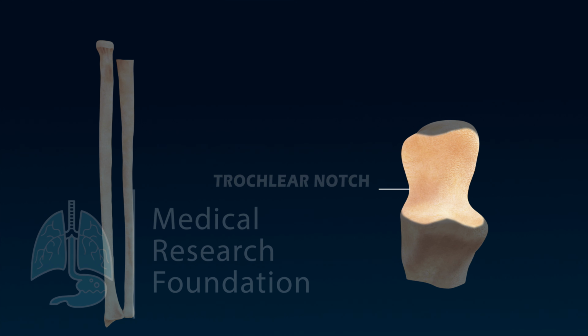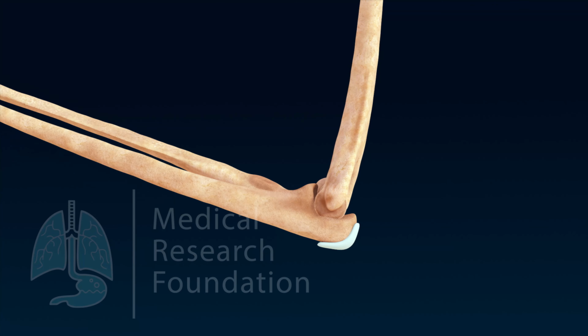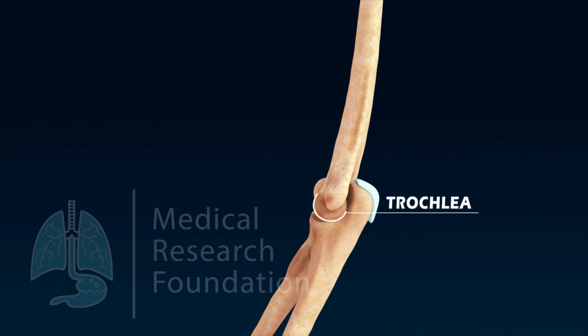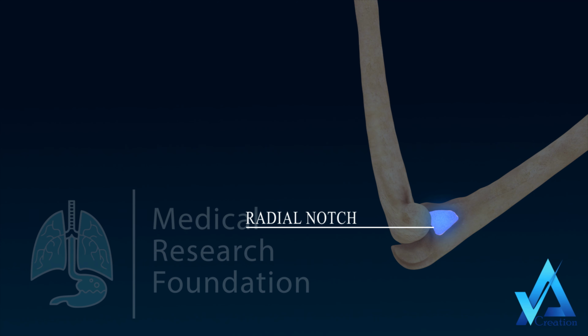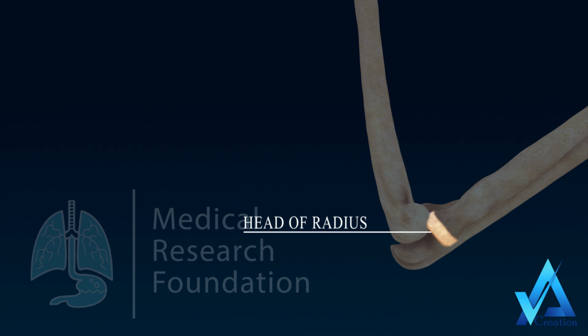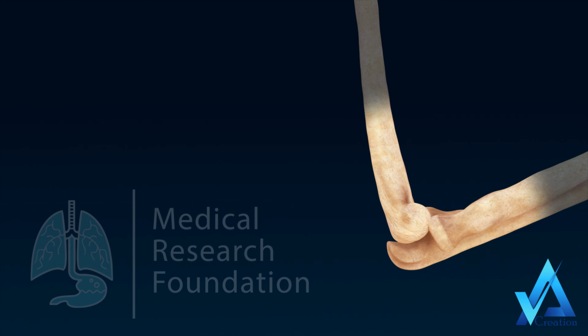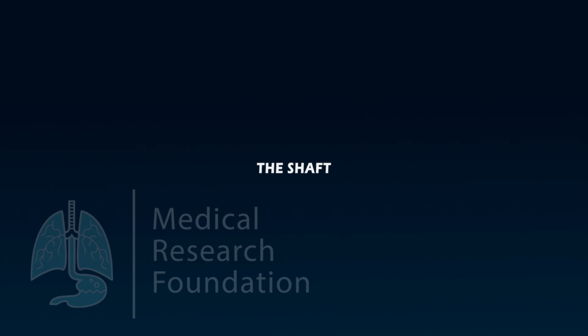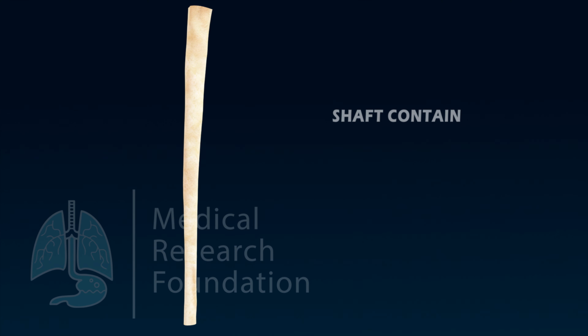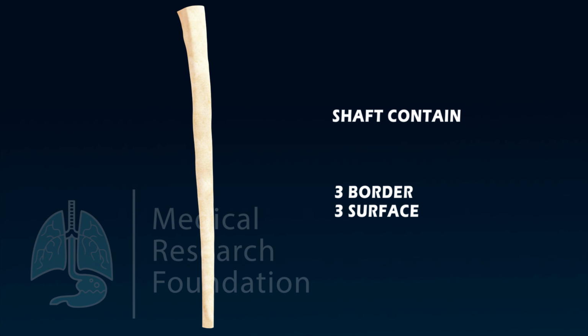The trochlear notch forms an articular surface that articulates with the trochlea of the humerus to form the elbow joint. The radial notch articulates with the head of the radius to form the superior radioulnar joint. The shaft has 3 borders and 3 surfaces.